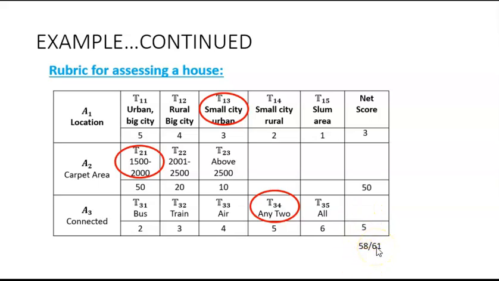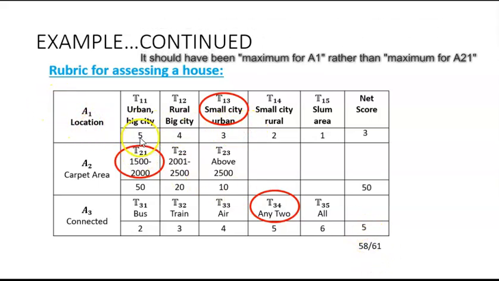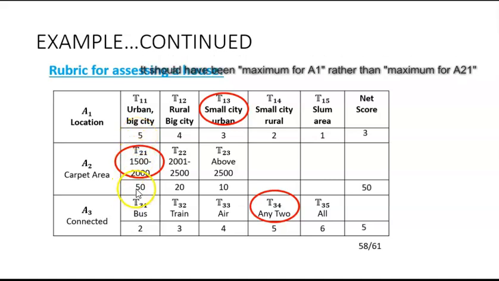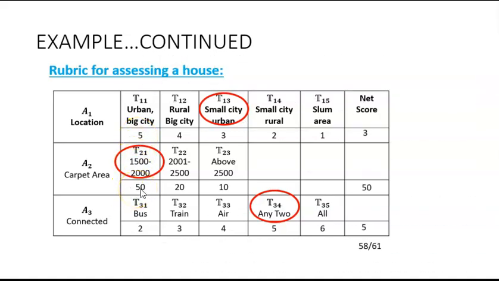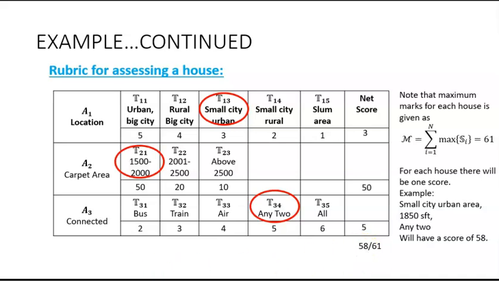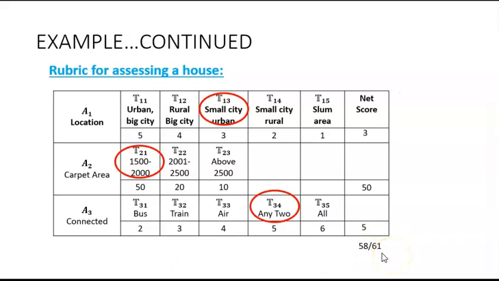58 out of 61. How did we get this 61? The maximum for A1 is 5. The maximum for A2 is 50. The maximum for A3 is 6. So 6 plus 50 plus 5 is 61. So when you consider a candidate house 1, you give a score of 58. You may have another candidate house for which the score may be different from 58, or you may have yet another house for which the score is 61 out of 61.